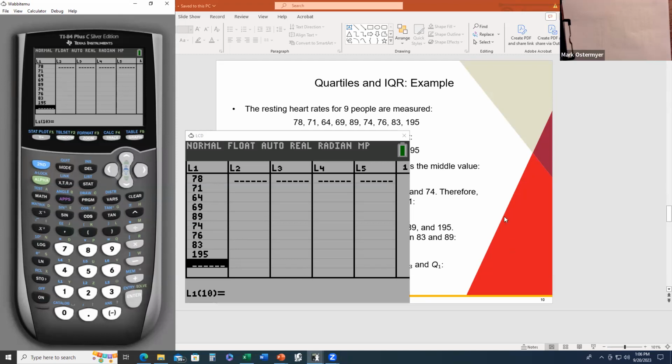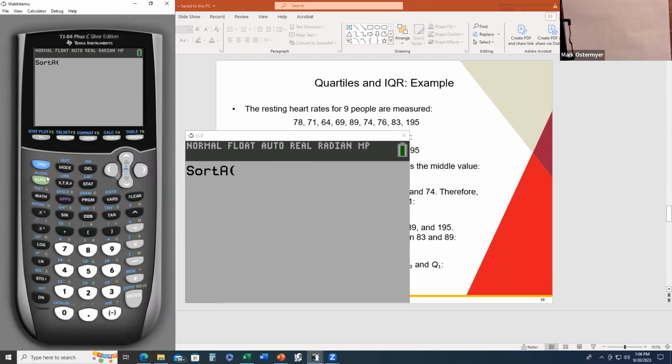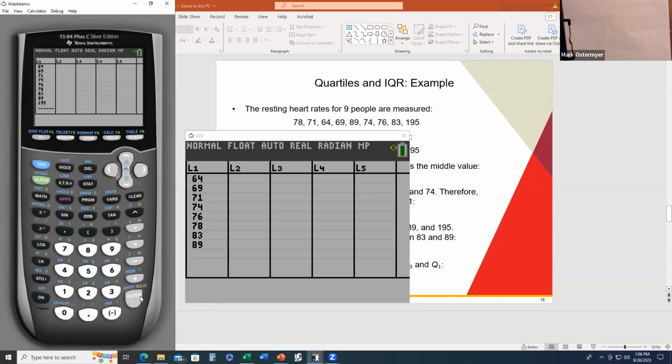All right, so I'm going to scan through my data. It does look like it's okay. I'm going to sort my data by hitting stat, go down to sort in ascending order for list one. And now list one has been sorted. Let's go back to stat, edit, and take a look at our sorted data.